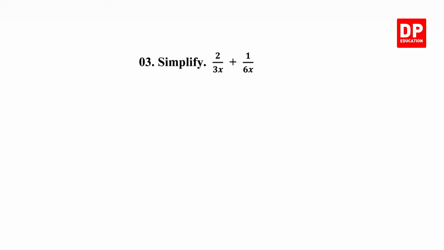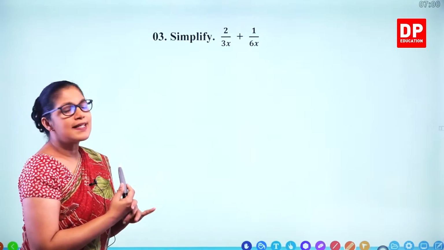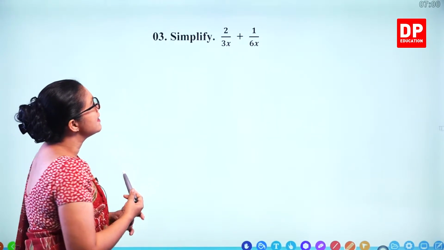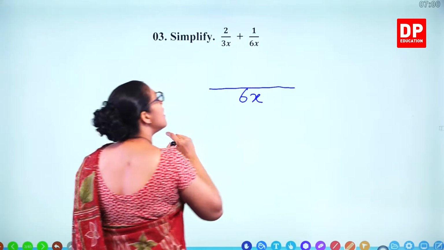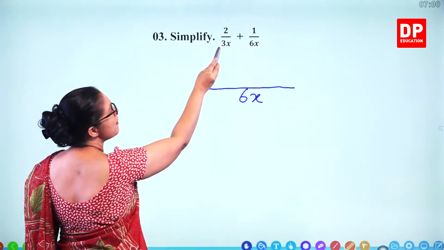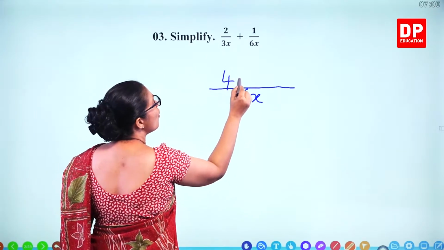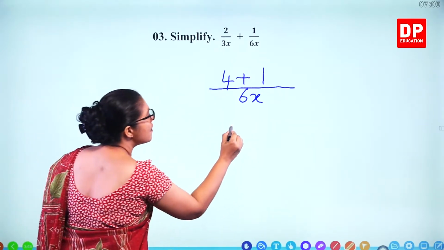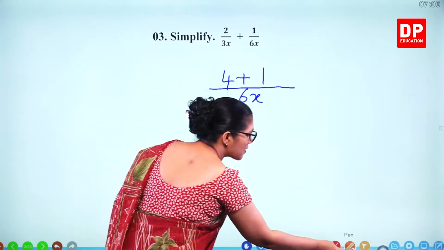Question number 3, simplify. So this is an algebraic fraction, with 3x and 6x. So what is the common denominator of 3x and 6x? 6x. So you keep 6x. Now convert both the fractions to 6x. You have to multiply this by 2. 2 times 3 is 6. 2 times 2, 4. Here you can write as it is. 4 plus 1, 5. 5 over 6x. So you get 2 marks.